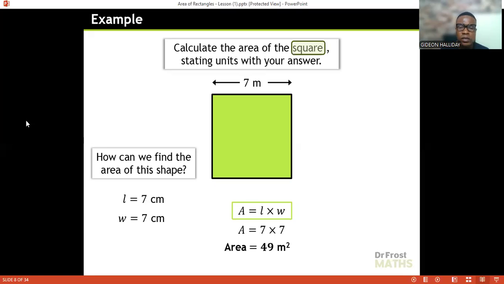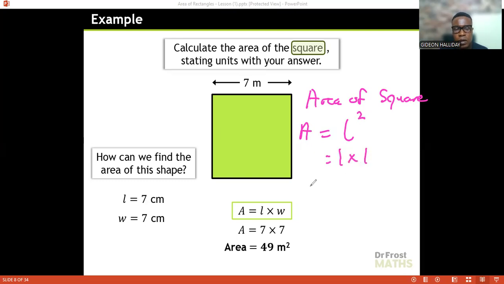So you can take this as the area of the square is A equals L squared, meaning it's L times L, right? With the idea that when it's a square, all the sides are equal, right? So length and width are equal, the same. All right.